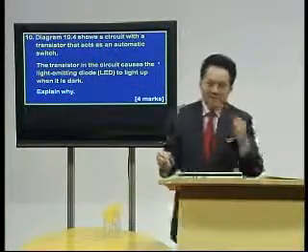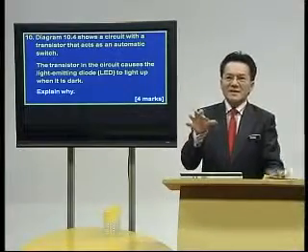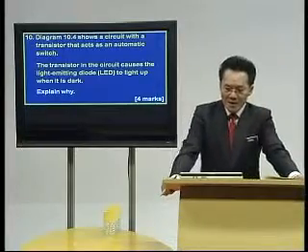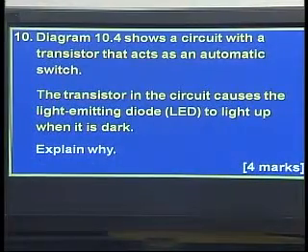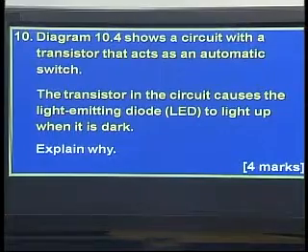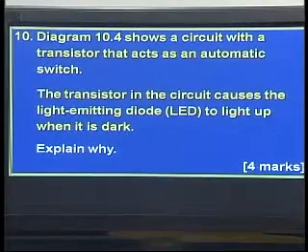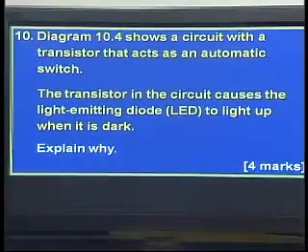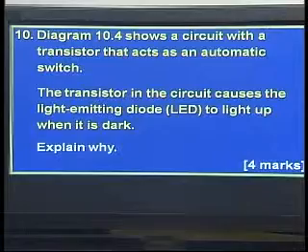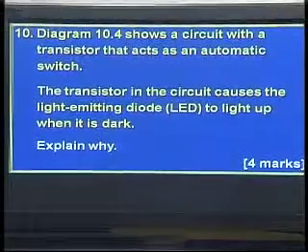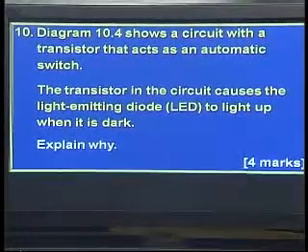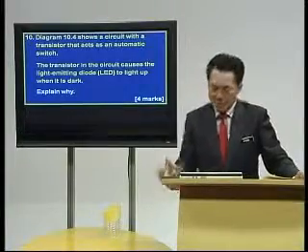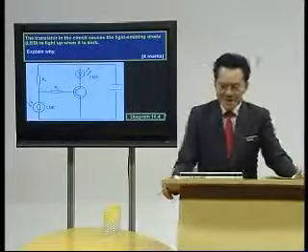Let us look at a question. And this question is very similar to past year questions in one way or the other. Diagram 10.4 shows a circuit with a transistor that acts as an automatic switch. I'll show you the diagram in a while. The transistor in the circuit causes the light emitting diode to light up when it is dark. Explain why. And intentionally I put there 4 marks, just like our paper 2. So this is the diagram.